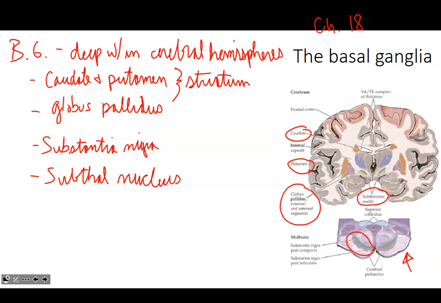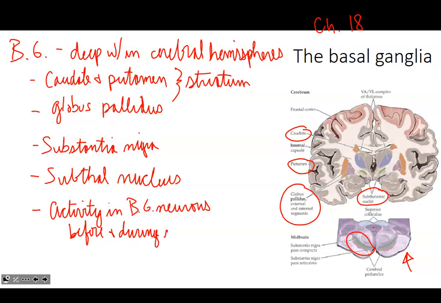We see activity in basal ganglia neurons before and during changes in their output. Before and during movements. So initiation of movement is triggered by the basal ganglia. Modification of movement, responding and changing your movements, is a responsibility of the basal ganglia.